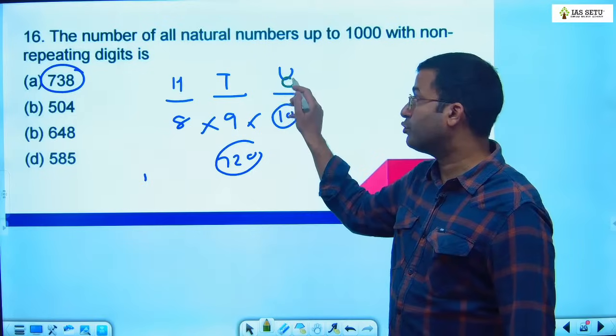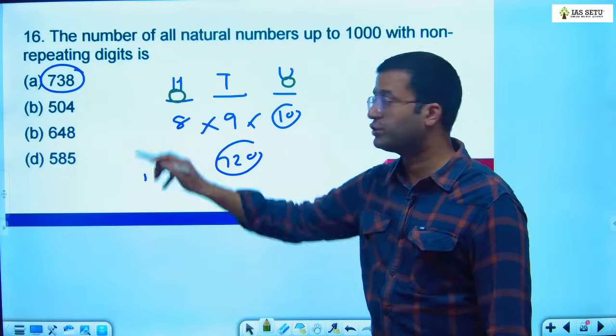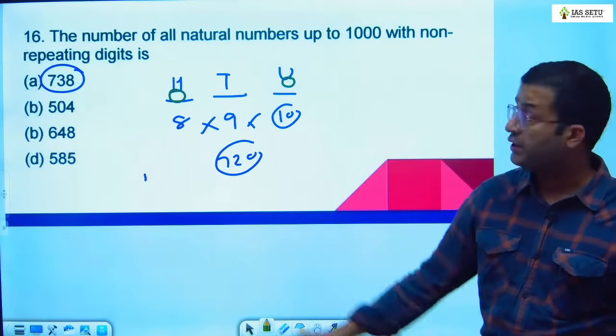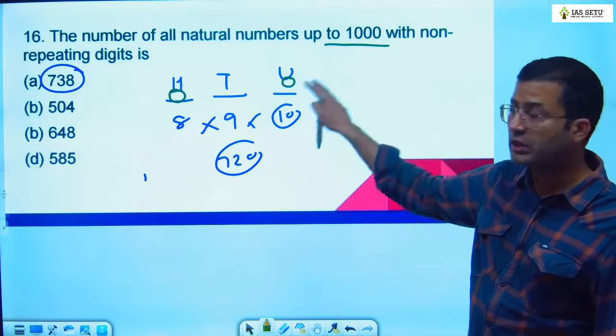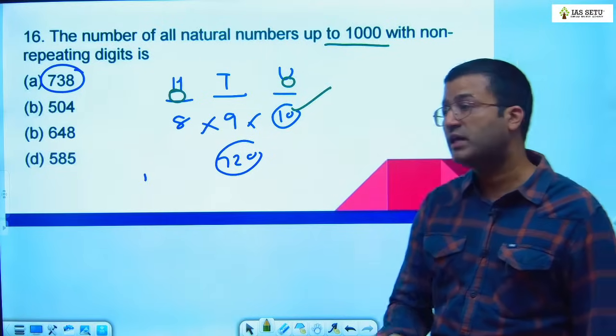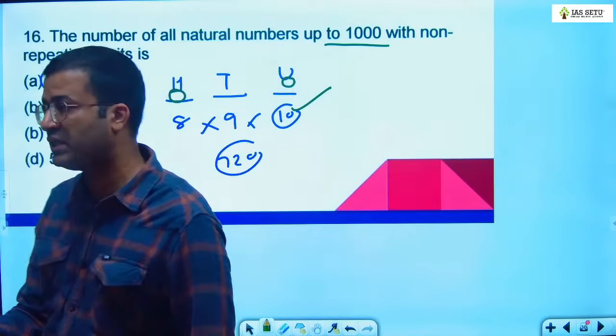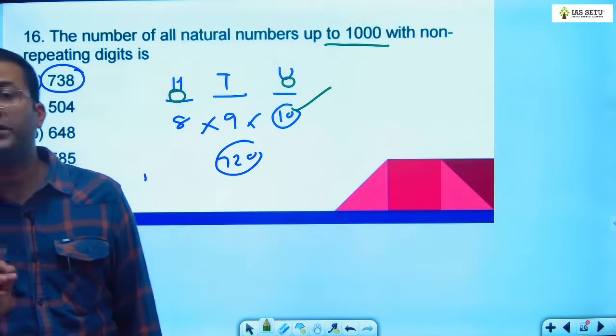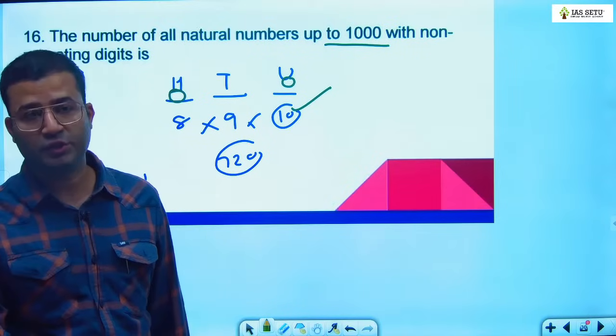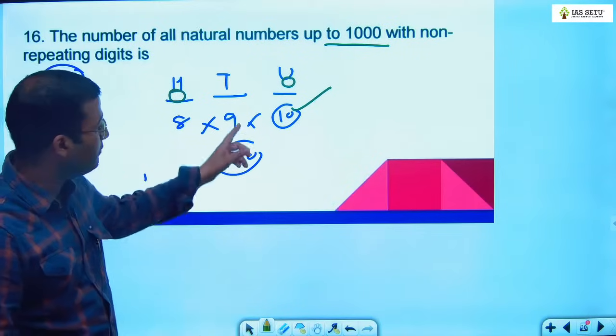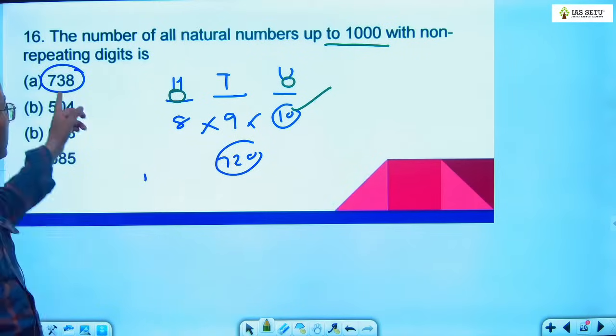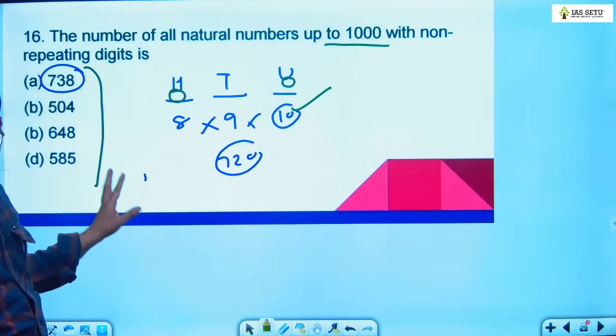Here 0 you can use, here also. 2-digit number. It includes... if this were for 3-digit numbers, then it is perfect. If I ask how many 3-digit numbers are there where we have different digits, or repetition of digits is not allowed, then the forming-number concept can be used. Here it is recommended to go manually.